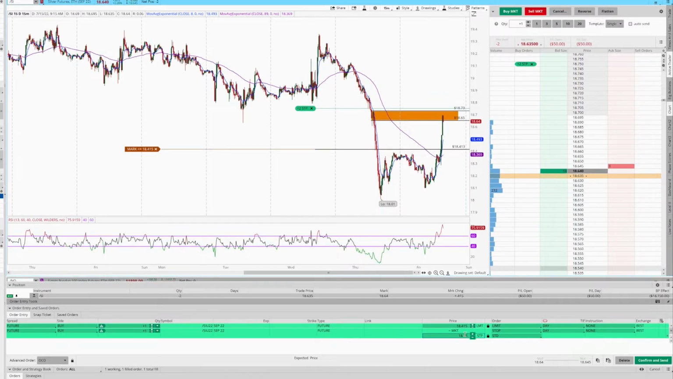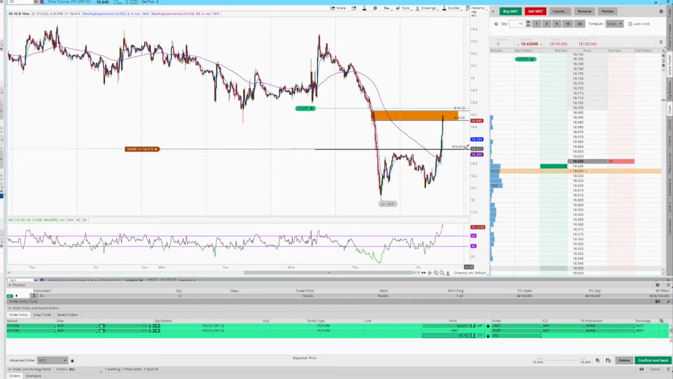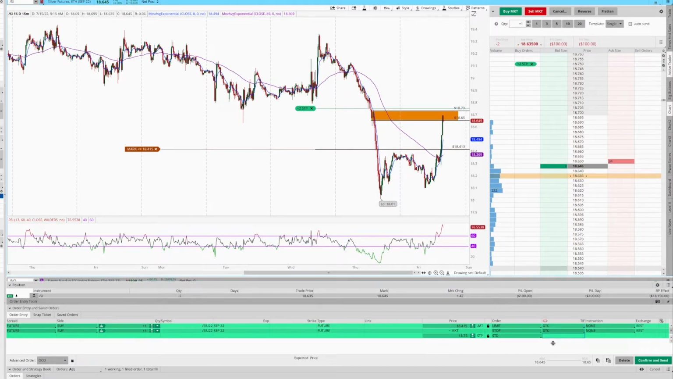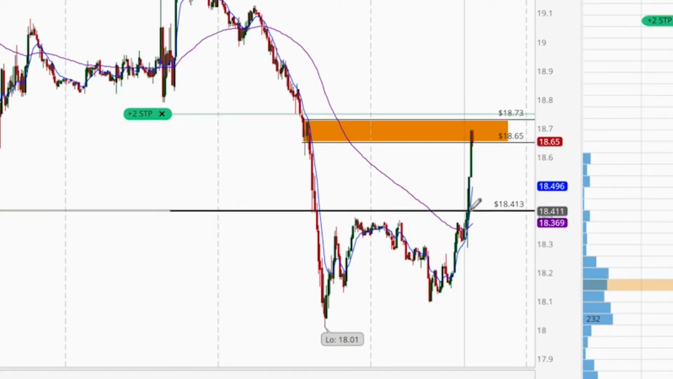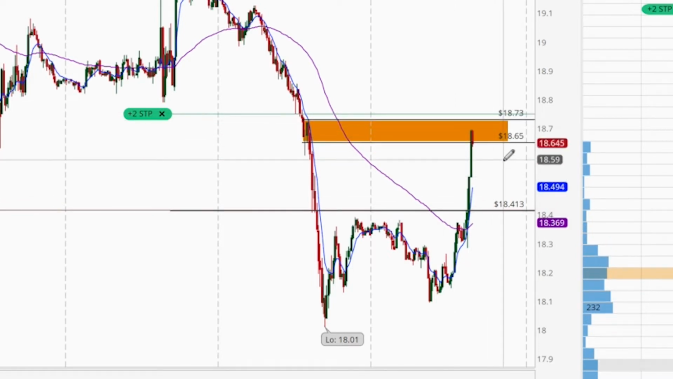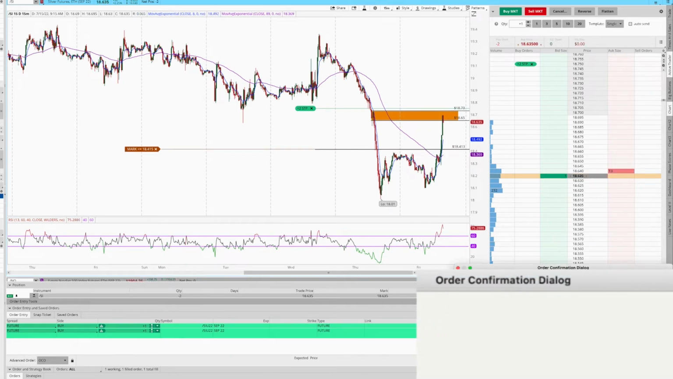I'm not stressing out or worrying about getting this entered because I know that I'm in, right? Now my limit is 18.415 basically. And basically what I'm telling Think or Swim TD Ameritrade right now is that if price comes down and it hits this, I want my stop to be canceled. If price comes up and I get stopped out, I want this target to be canceled. That's essentially what this says. So I'm gonna hit confirm and send.